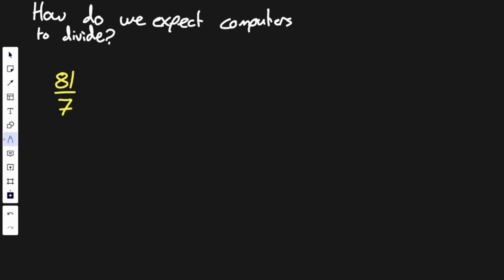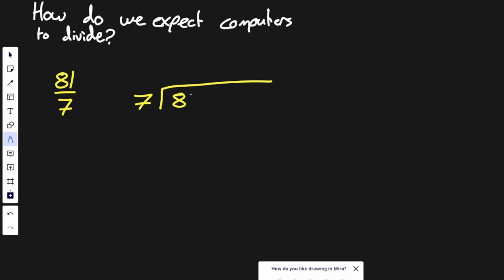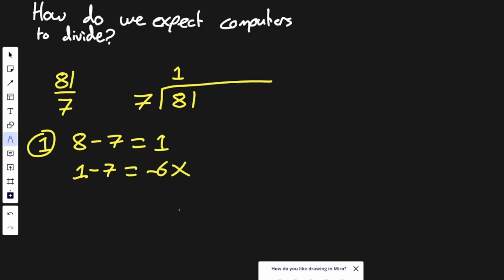Well, the way you'd expect was following a bus stop method. So 7 down here, 81 in the bus stop. Then we work out how many times 7 goes into 8. Well, that's only once. How would it do that? Well, it could do 8 minus 7, which is 1. So it's done it one time. And then we can do 1 minus 7, which gives us minus 6. Doesn't work. So instead we use this as the carry. So this goes to 1, like this.